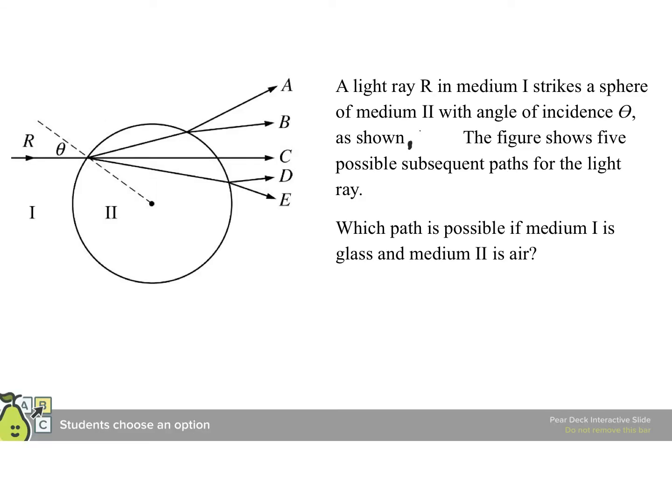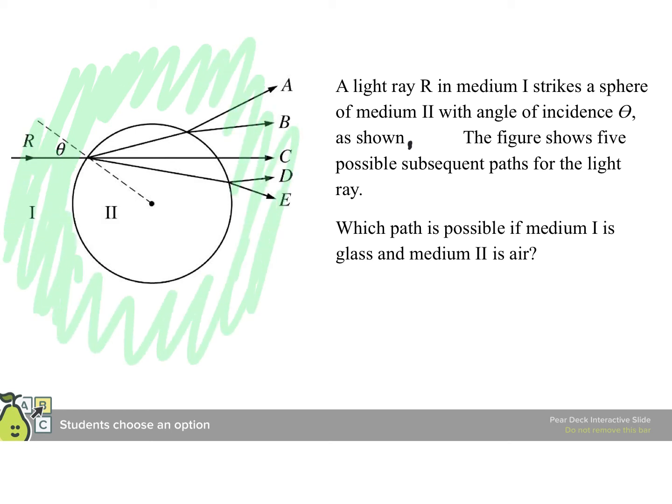A light ray in medium 1 strikes a sphere of medium 2 with an angle of incidence theta as shown. The figure shows 5 possible subsequent paths for the light ray. Which path is possible if medium 1 is glass and medium 2 is air? Which is a little weird, so I'm going to shade in that this is a solid region of glass, and somehow inside of it we have sort of a spherical region of air, like a bubble that had been blown in the glass or something like that. That might make it easier to figure out what's happening on here.